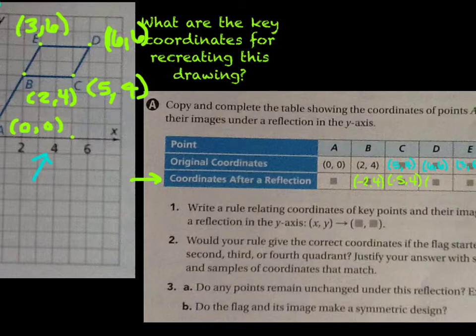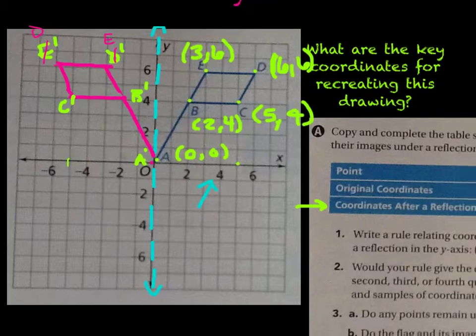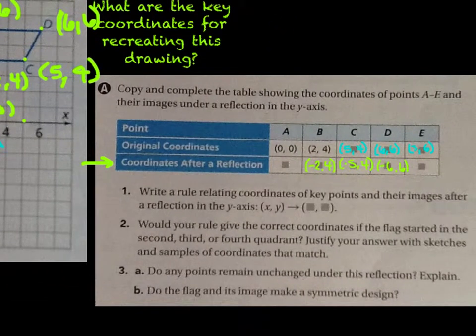D prime was at negative 6, 6. And E prime, let's look at it again. Whoops, I actually mislabeled D and E, so I should fix that. This one is D prime, and this one is E prime. Sorry about that. So E prime is at negative 3, 6.